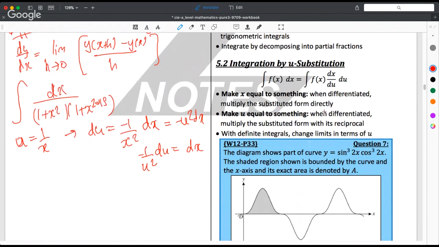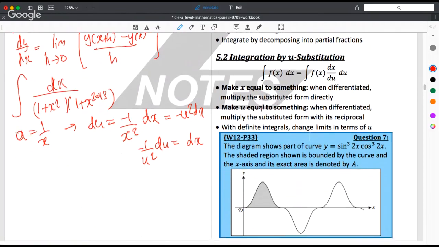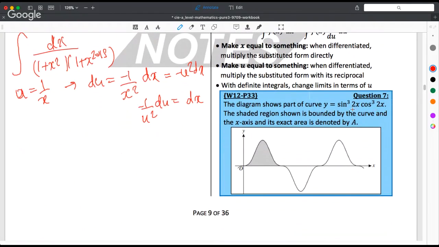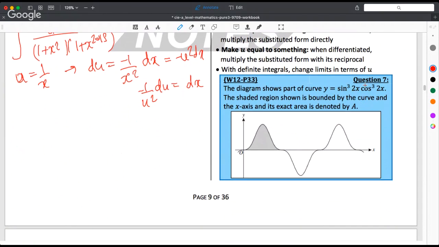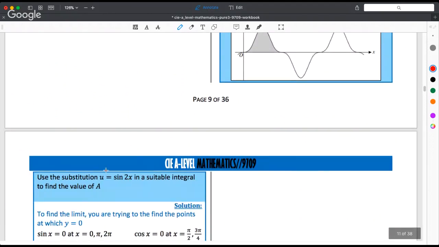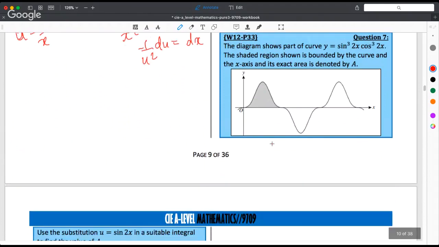Right, so that pretty much is just what this little paragraph says. And then here's an example. They've got y equals sine cubed 2x, cos cubed 2x. This would classically be something that's really, really hard to integrate. But if you make the substitution it tells you here, and a lot of the times in your A-level questions, it's going to tell you the substitution to make, it makes things quite a lot easier.